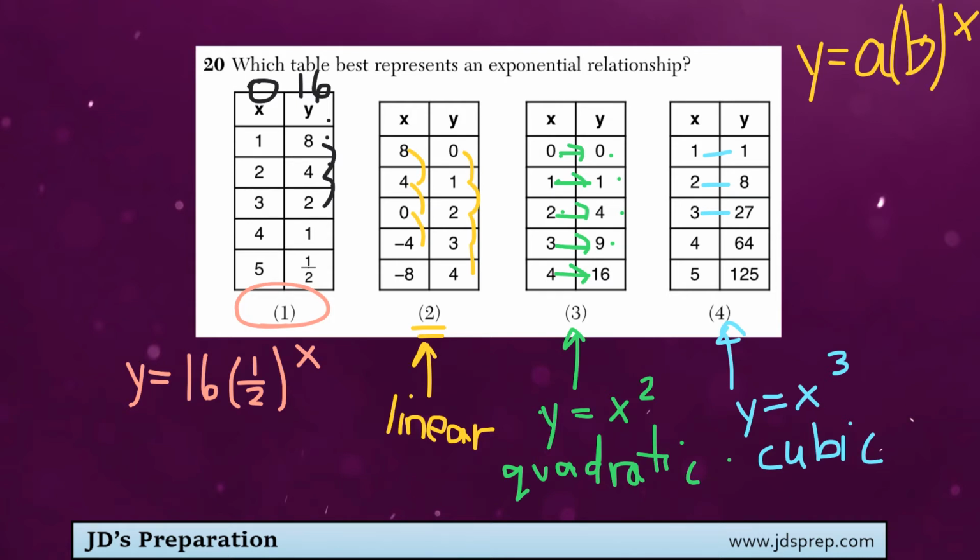So think of this as our initial value being 16. It's decreasing at a ratio of 1/2. We're multiplying by 1/2 each time. And our exponent is our x. So that is a prime example of an exponential relationship.